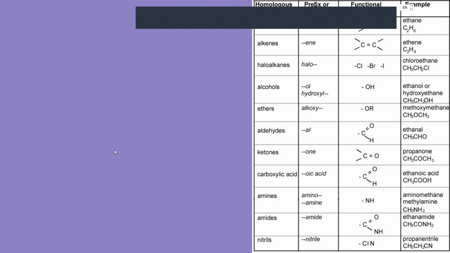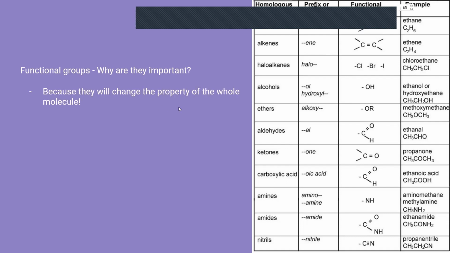And you will see that we have a list of our functional groups here. We will see that alkenes are also on the functional group table because they are so important. The point of functional groups is that they change the property of the whole molecule, and they allow this molecule to have more different types of behavior and different types of properties.